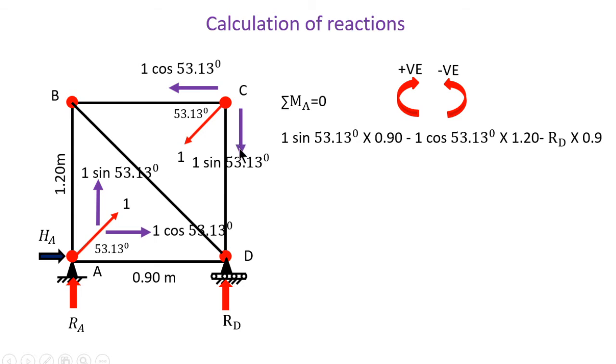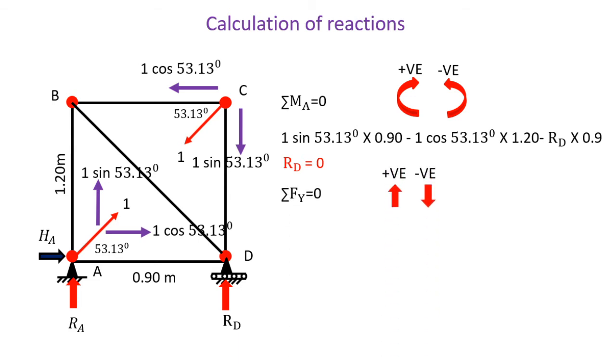This force rotates in the clockwise way, so it is a plus, and the next force is 1 cos 53.13, which is horizontal, and the perpendicular distance is 1.2, so that rotates in the anti-clockwise direction, that is why it is a minus. Now these resolved forces are passing through the same point A, that is why these are 0. So here, and then RD into 0.9, this again rotates in the anti-clockwise direction. So if you solve this equation, RD is equal to 0.